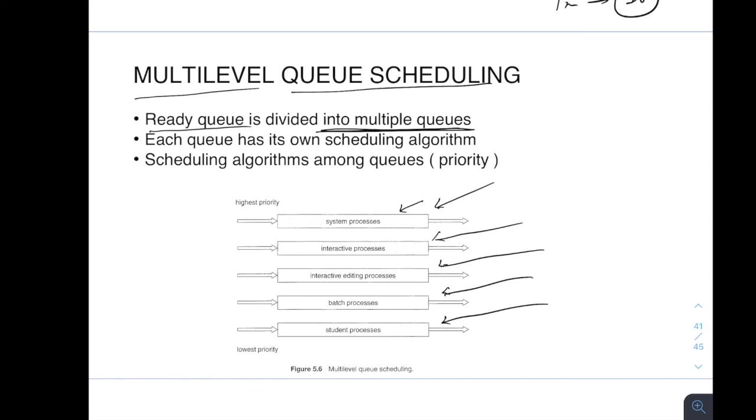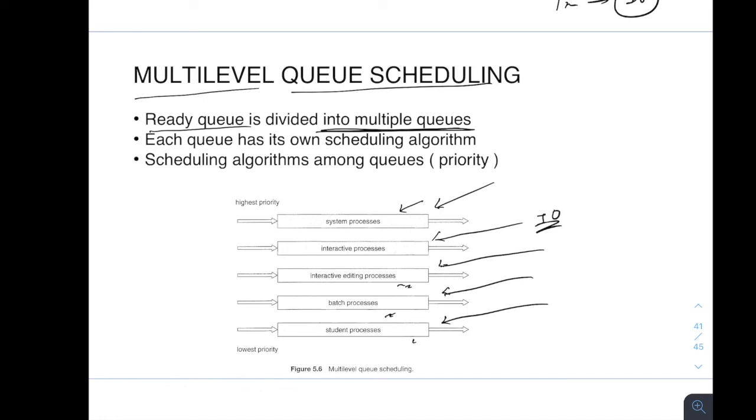Interactive process means all your IO bound process will be there. I mean, your text editors and everything, those are interactive, right? The applications with which you interact will be placed here. Interactive editing is a subclass of interactive. Editing means the text editor will be here. Batch processes are the ones that run in the background, right? So those are batch processes, they will be kept here. And this is the student process.